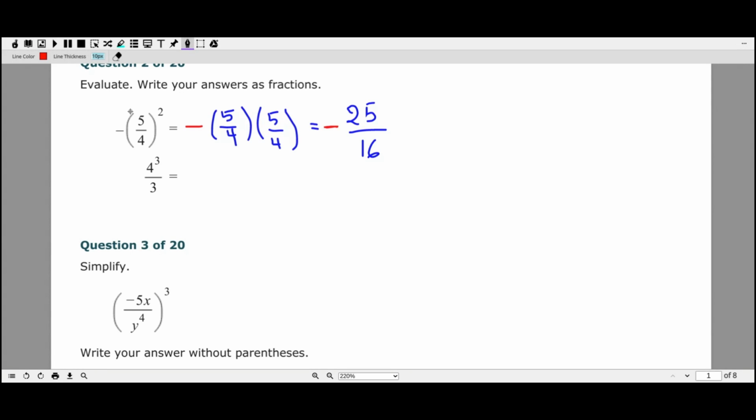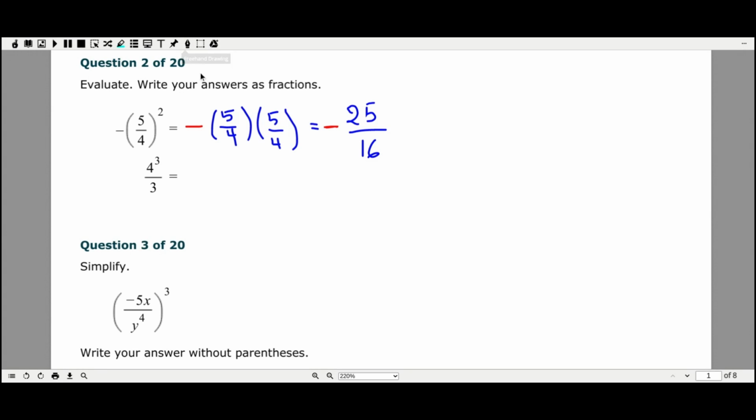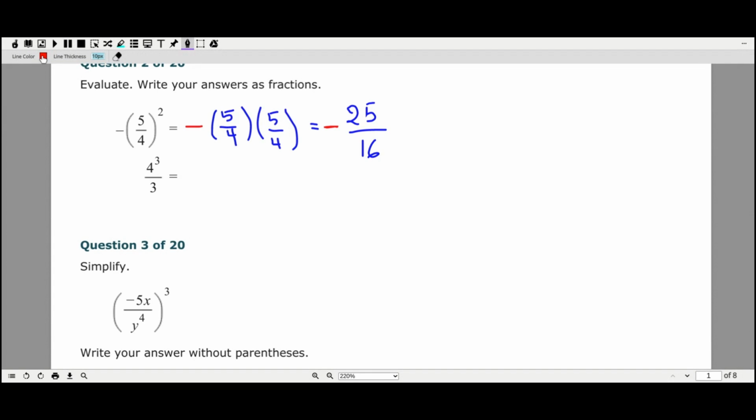All right, we're going to look at the next one. 4 to the third power over 3. So 4 to the third power is 4 times 4 times 4, 3 times, over 3. 4 times 4 times 4 is 64 over 3. And that's it. All right, number 3.